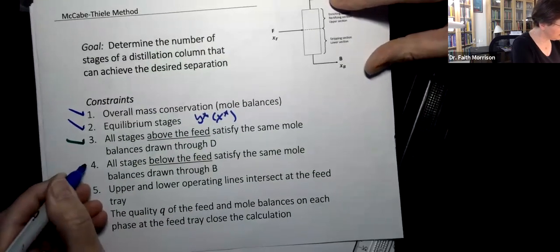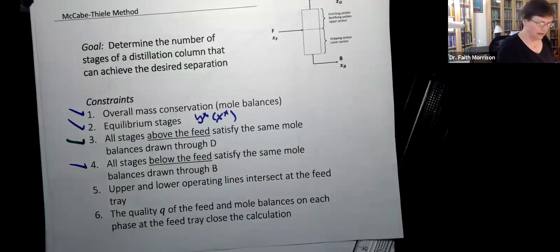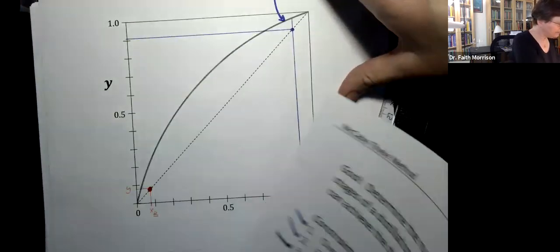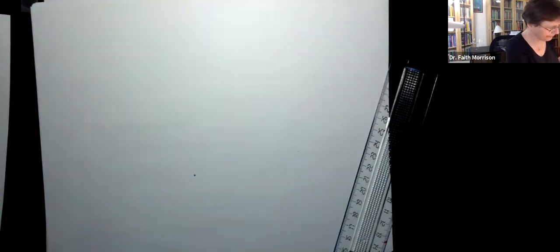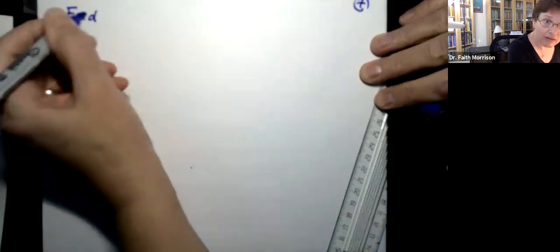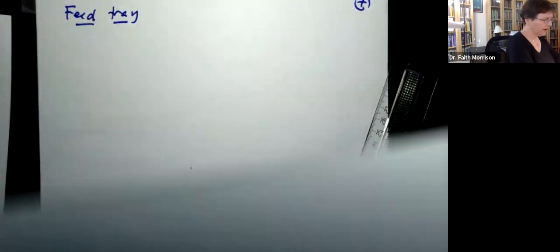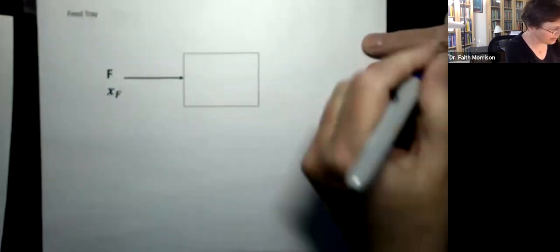So we've now done the balances on the stages below the feed. So the next step is that all the upper and lower lines intersect. Those two lines must intersect at the feed. Okay, so let's start by drawing the feed tray just to keep track of what we're doing. And I forgot that I have a little feed tray here.